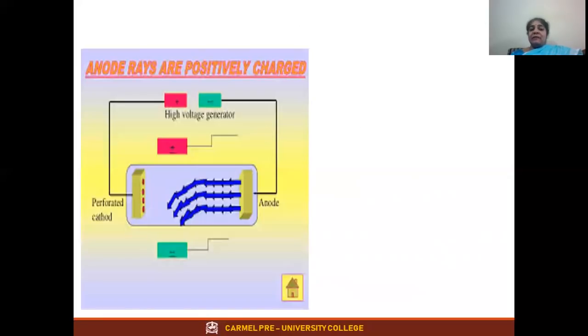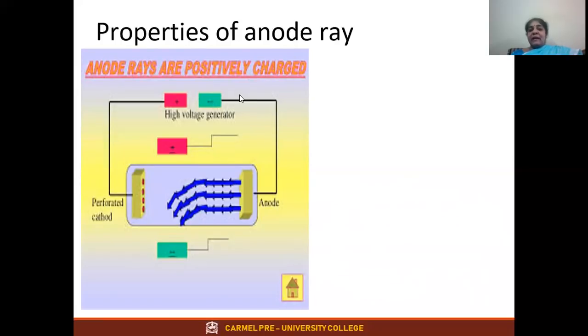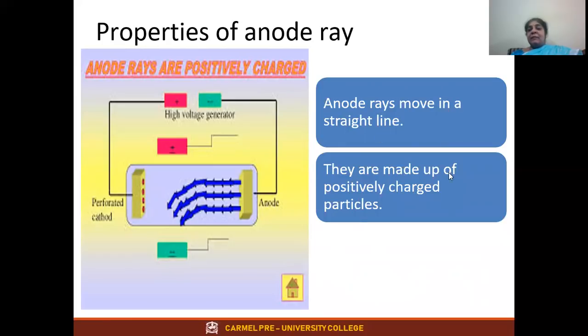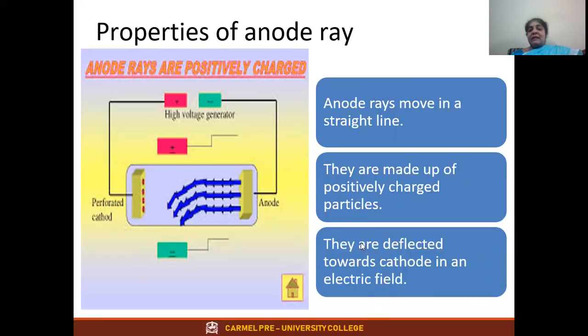What are the properties of anode rays? Now let us study them. Anode rays move in a straight line. They are made up of positively charged particles. They are deflected towards the cathode in an electric field. Can you see the 3 points here? We had the same 3 points for cathode rays also. Cathode rays move in a straight line; anode rays move in a straight line. Cathode rays are made up of negatively charged particles; anode rays are made up of positively charged particles. Cathode rays deflect towards the anode; anode rays are deflected towards the cathode in an electric field.